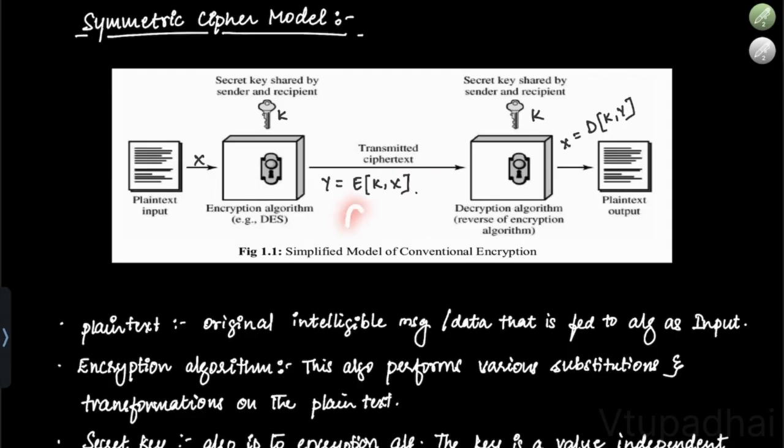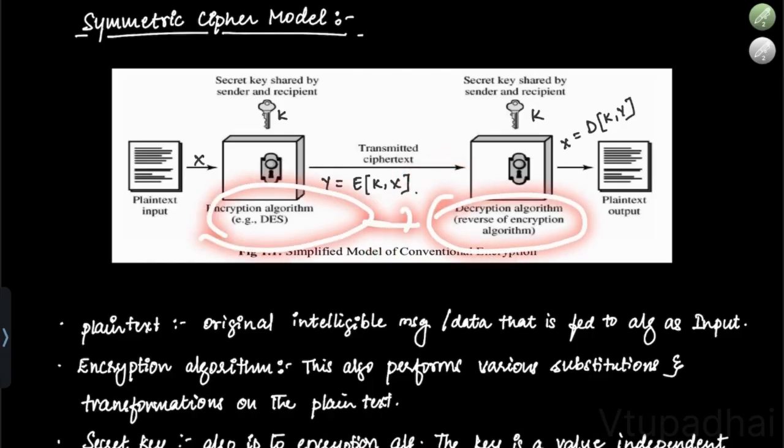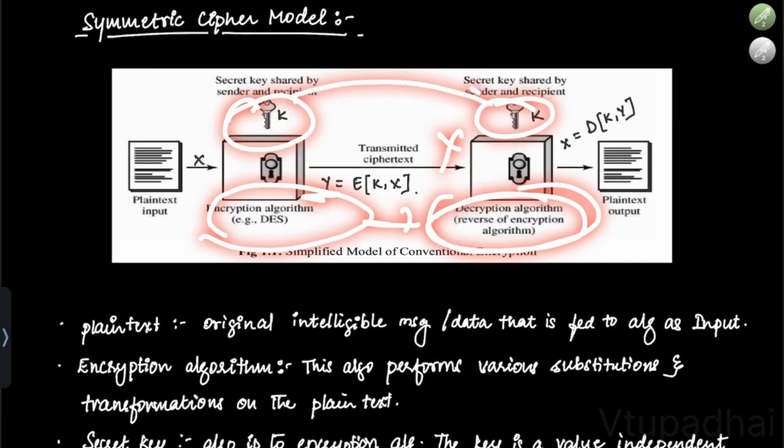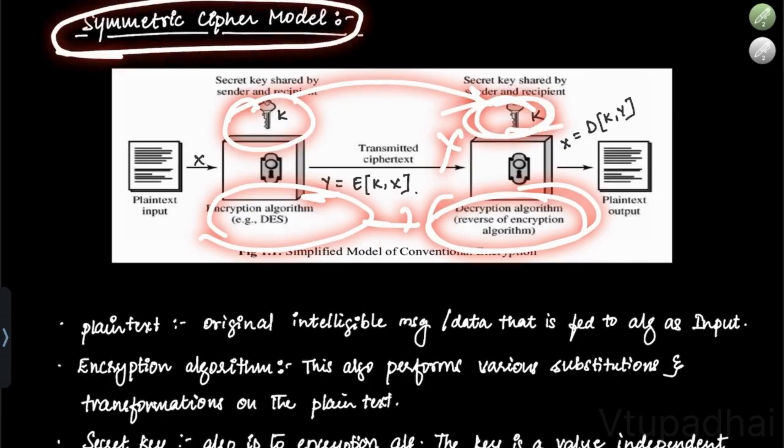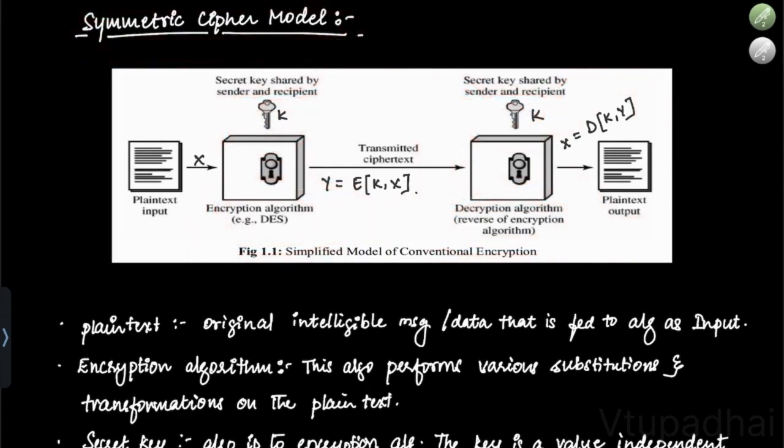Now I have the ciphertext here, which is encrypted. This ciphertext will be taken as the input for the decryption algorithm. The decryption algorithm is the reverse of the encryption algorithm. So this will take Y as input and it will take the same key. Whichever key is being used here, the same key should be used here. That's when we can say that it is a symmetric cipher model. Along with the ciphertext and the key, it will generate back the plain text. This entire thing is called the decryption process.